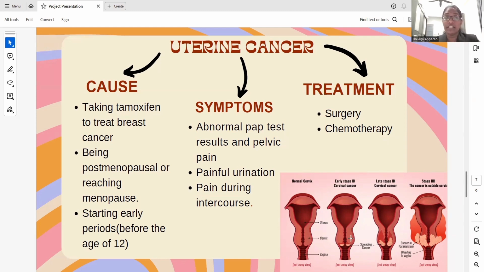Among the causes of the uterine cancers are taking tamoxifen to treat breast cancer, being postmenopausal, and starting early periods, which is before the age of 12. There are several symptoms of uterine cancers. They are abnormal pap test results and pelvic pain, painful urination, and also pain during intercourse. Usually, uterine cancer can be treated by surgery and chemotherapy.